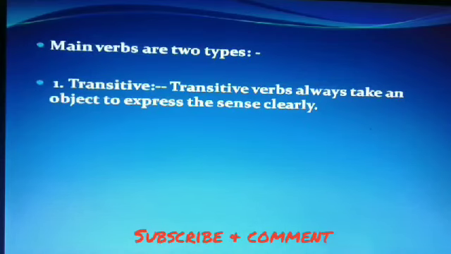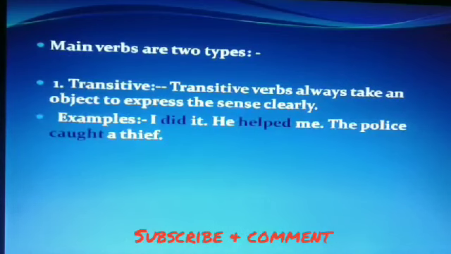Now look at the examples. I did it. He helped me. In the first sentence, I did it, what did I do? In the second sentence, whom did he help? In both cases, we get an answer.